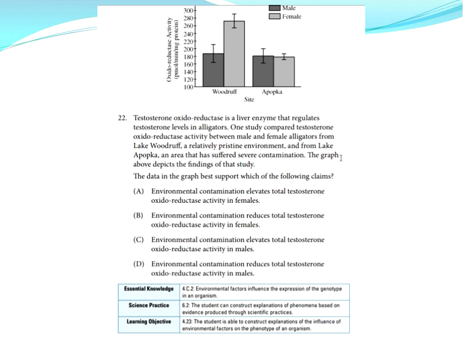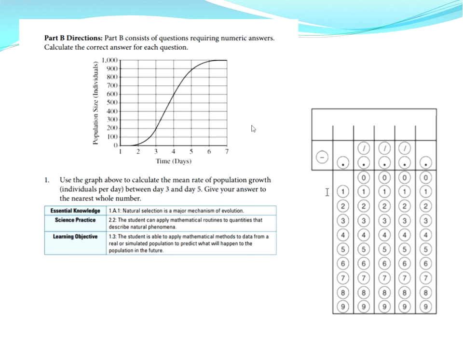Right, B, definitely. Because B, Apopka is the area where the contamination was. You can see there's a huge difference in the activity in the females from Woodruff, where it's pristine, no contamination, versus the other area where there is. A big difference. So it's definitely not elevating, which is what A is trying to say. We definitely have a decrease. And if you look at the males, which C and D are referring to, the males are relatively similar. There's not a big enough difference to be substantial there. So good job on that.